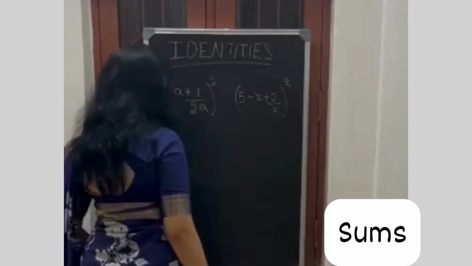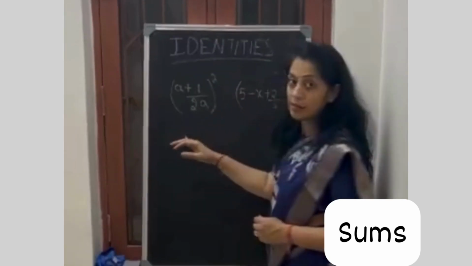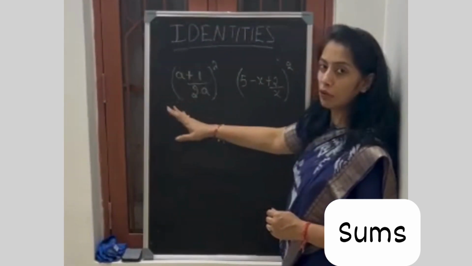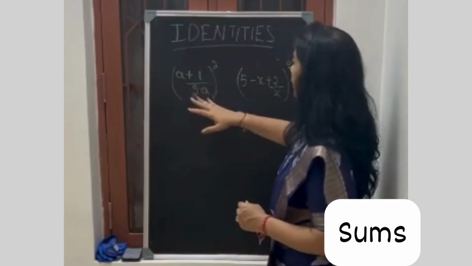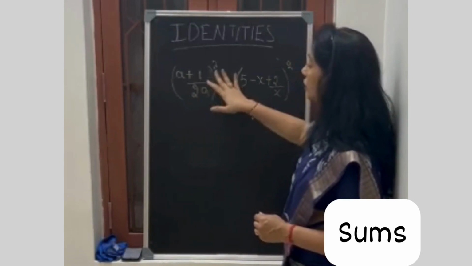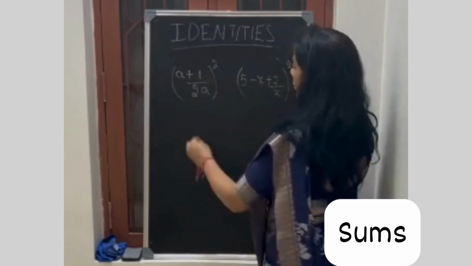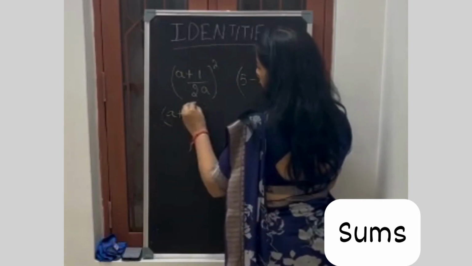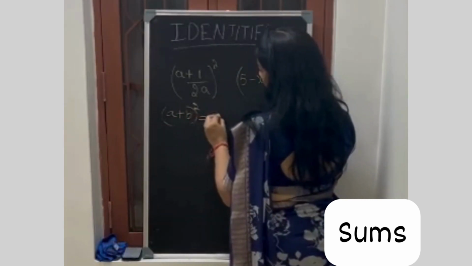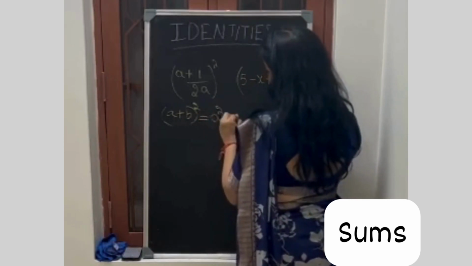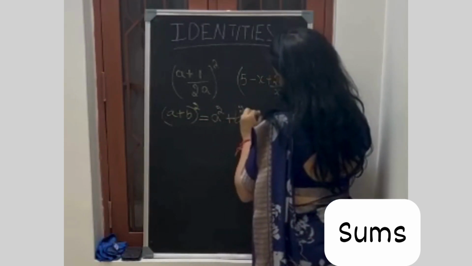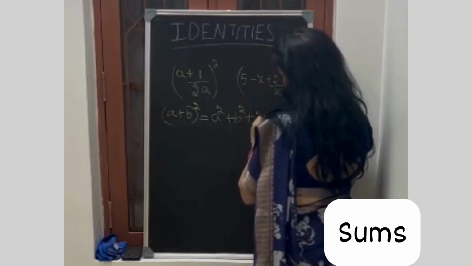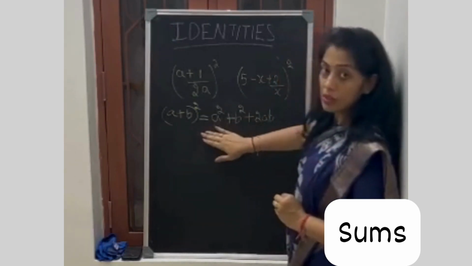Okay? Now my third or fourth sum. Okay. (a plus 1 by 2a) the whole square. What was the other formula? (a plus b) the whole square. What was the answer, if anyone remembers? a square plus b square plus 2ab. Okay? I have to use this formula over here.